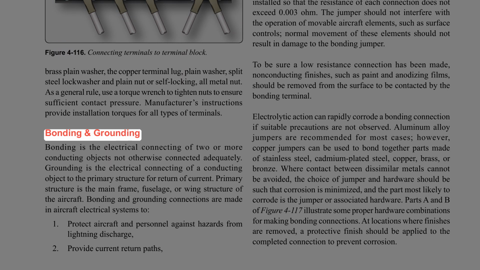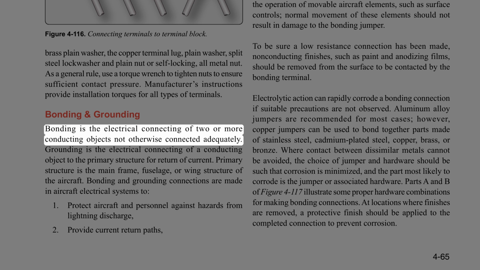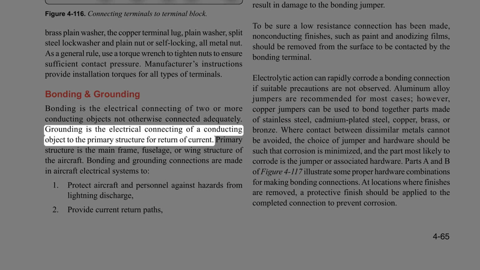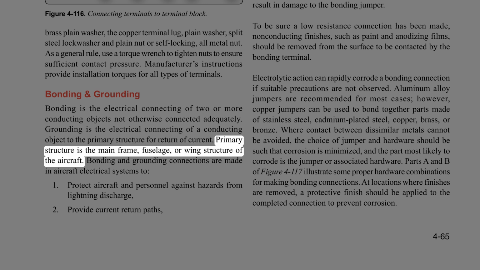Bonding and grounding. Bonding is the electrical connecting of two or more conducting objects not otherwise connected adequately. Grounding is the electrical connecting of a conducting object to the primary structure for return of current. Primary structure is the main frame, fuselage, or wing structure of the aircraft.